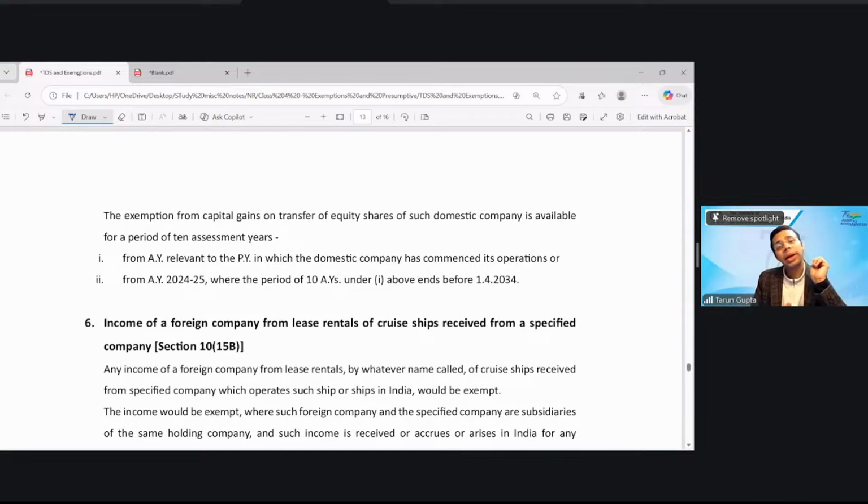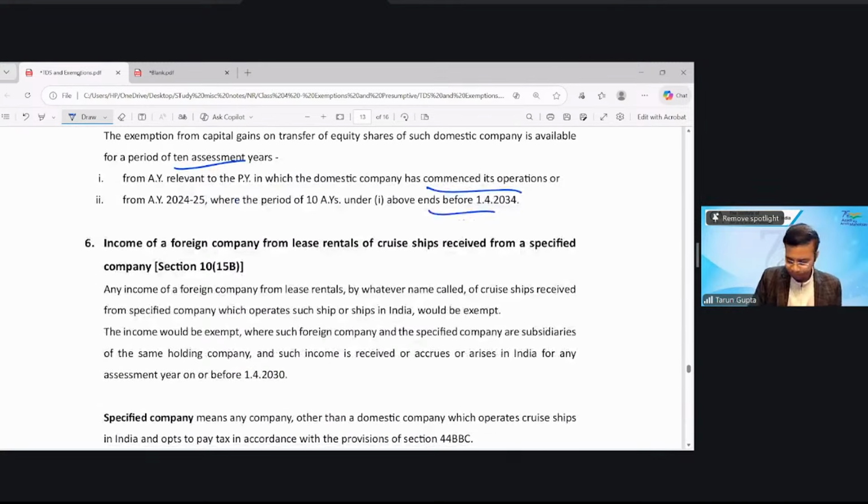The exemption is provided up to 10 years. So what it says, the exemption of capital gain on transfer of equity share of such domestic company is available for a period of 10 assessment years, starting from the year in which the company commenced operation, or if there's an old company, then up to 10 years.